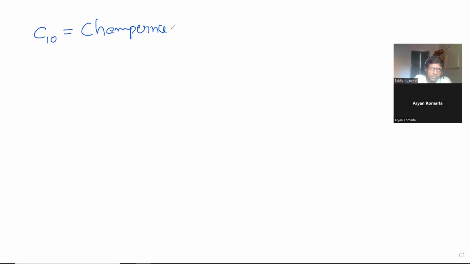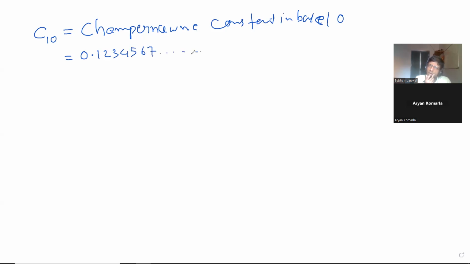Champernowne's constant in base 10 is equal to 0.12345678 and we go like that, concatenating all the natural numbers. My first goal was to prove that this is irrational. We know that it's non-terminating because there are infinitely many natural numbers.